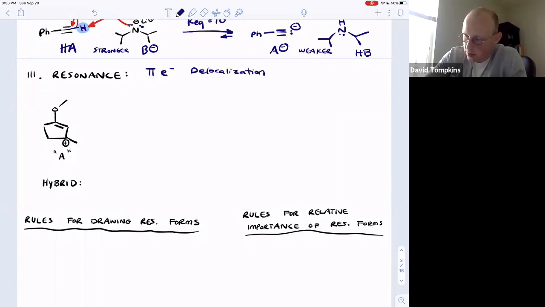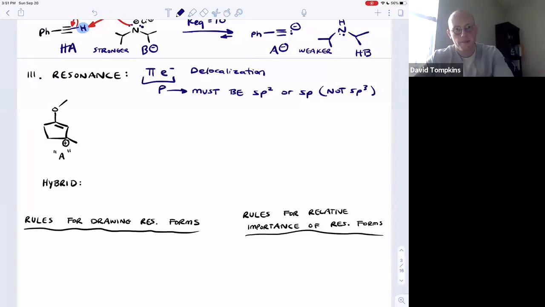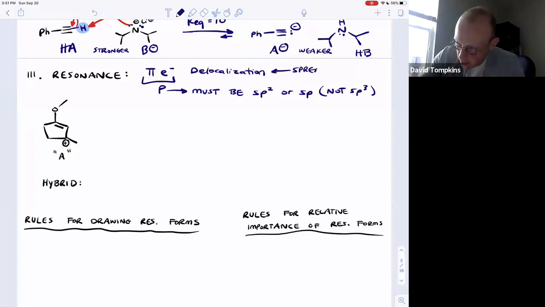And pi electron delocalization, right? Pi electrons are housed in p orbitals. And to have a p orbital, the atom must be sp2 or sp hybridized, okay? Not sp3, because in that case, all the p orbitals were hybridized together upon bonding. Delocalization means the spreading out among multiple atoms, or moving electrons around.